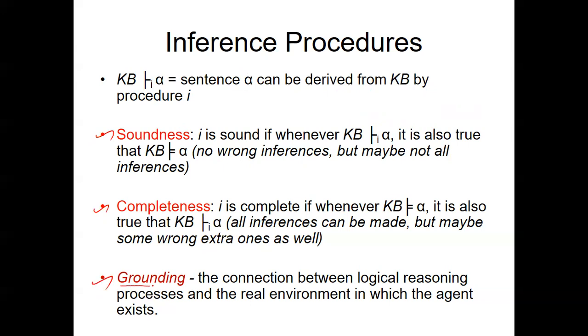What is meant by grounding? See, grounding is an interesting property because this inference algorithm is just an algorithm, that is, it is a piece of code that is written in the agent. But this inference algorithm should reflect whatever is happening in the real world. There is something happening in the real world, and this inference algorithm should behave in sync with the real world.